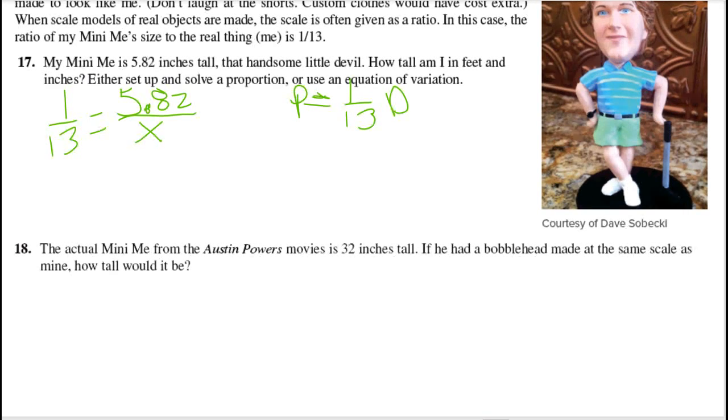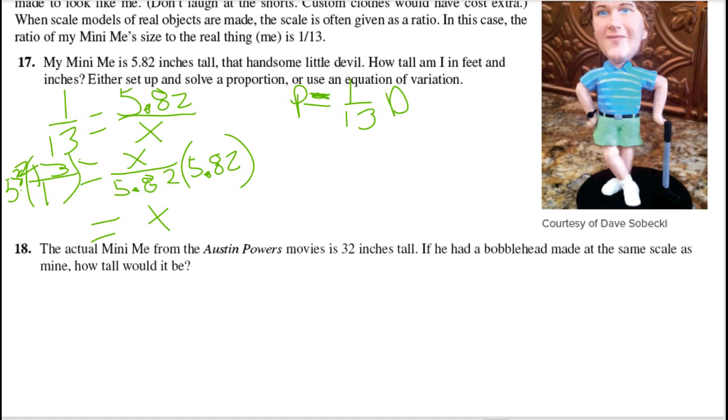Okay. So we can write the equation. If I solve the proportion, I end up with, I would flip it over. Let's do that. 13 over 1 equals x over 5.82. Multiply both sides by 5.82. Hopefully you remember that's 5.82. At any rate, x equals, we'll figure that out in a minute.